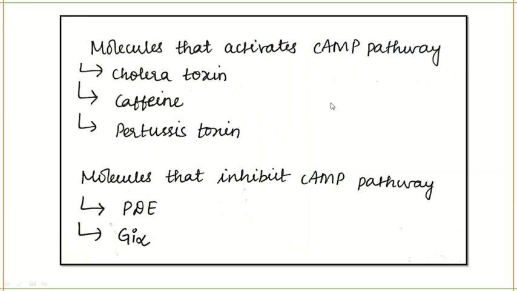So molecules that activate the cyclic AMP pathway are cholera toxin, caffeine and pertussis toxin, and molecules that inhibit your cyclic AMP pathway are phosphodiesterase enzyme and G alpha inhibitory, that is Gi alpha. These are some of the molecules that activate and inhibit your cyclic AMP pathway. Very important to know because they might ask you MCQs from these things. So note it down.